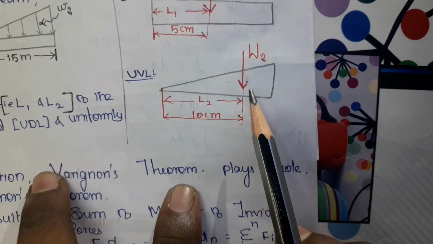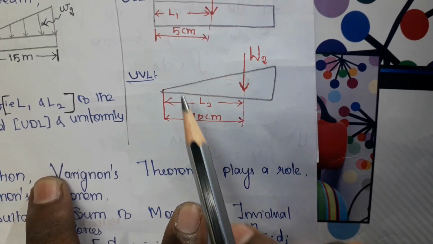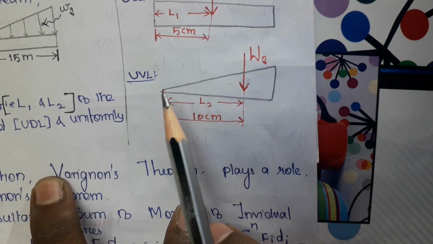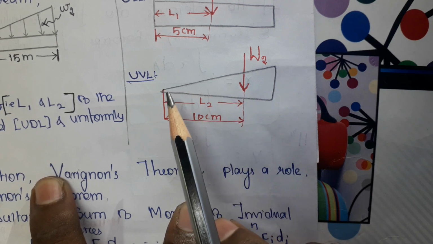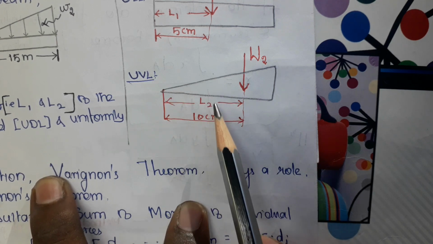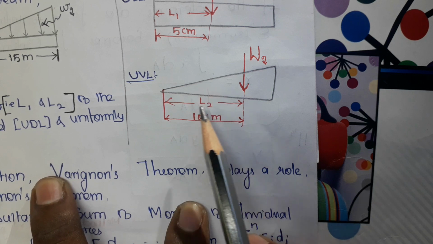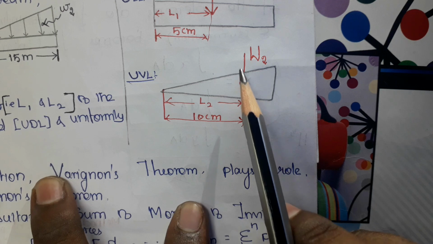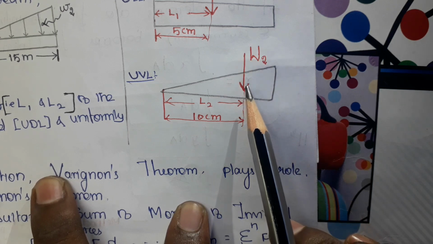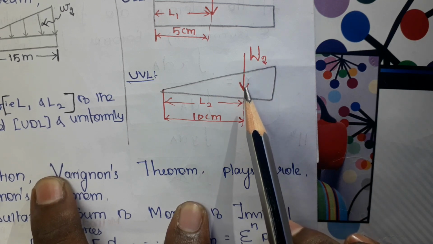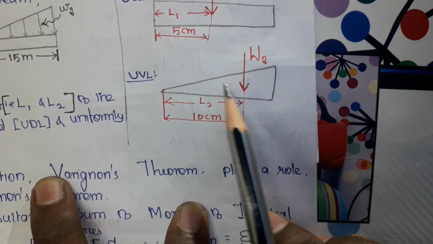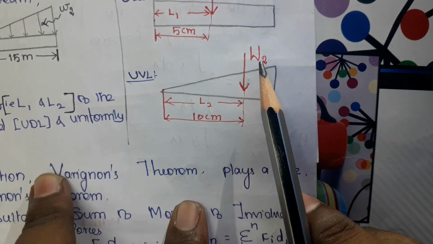Similarly, if you convert the UVL, this is the point, this is the location, which is referred from this end, and this is L2. Here L2 is again a location. This location indicates the position of this weight, and this is the center of gravity. So for any rigid body, you have to find the value of the center of gravity.